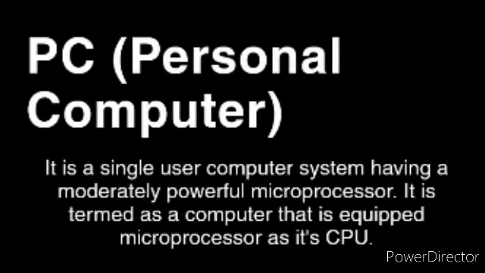Let's proceed to the classification of the computer system. And there are 5. First is the PC, or the personal computer. PC, or personal computer. It is a single-user computer system having a moderately powerful microprocessor. It is termed as a computer that is equipped with a microprocessor as its CPU.